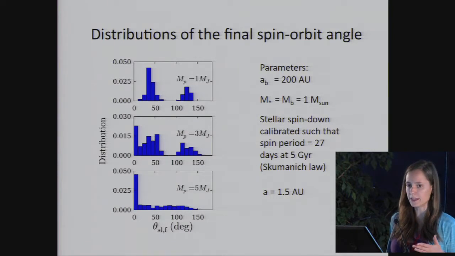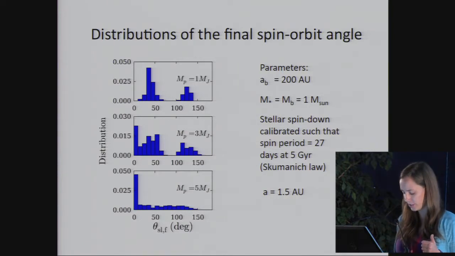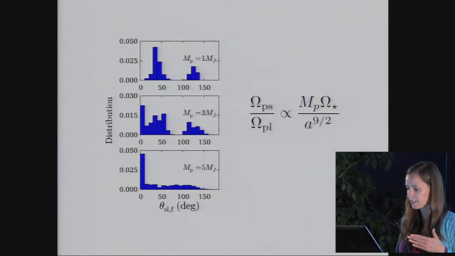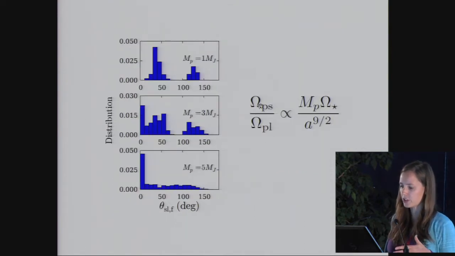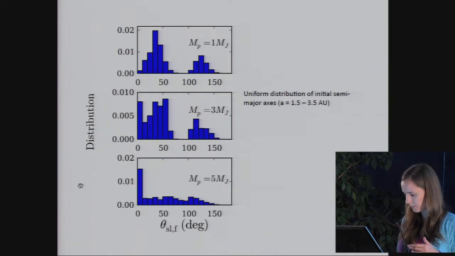And so, does this make sense in terms of our theory of these different regimes of evolution? Yes, it does, because remember that this ratio, which needs to be large for the system to be adiabatic so that theta SL is constant, scales linearly with the planet mass. And so it makes sense that you would have all these aligned systems.